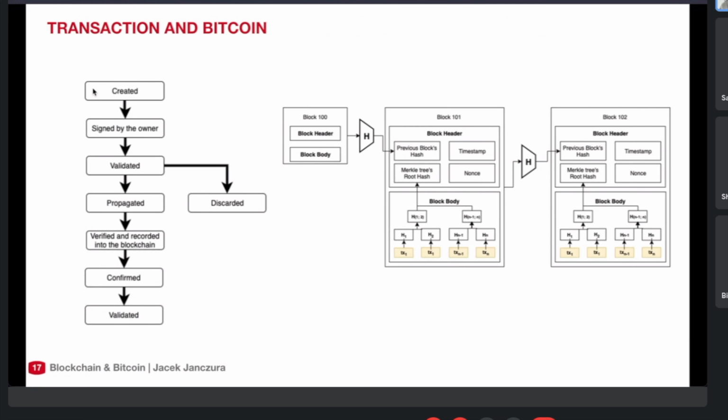Transaction is created, signed by the owner. So I sign the transaction with my private key. Then it's validated. If the transaction is not valid, so I didn't have enough money, it's discarded. Then it's propagated, verified and recorded to the blockchain, confirmed and validated again, because we need to wait a few blocks until a transaction is considered valid. Do you have any questions so far?